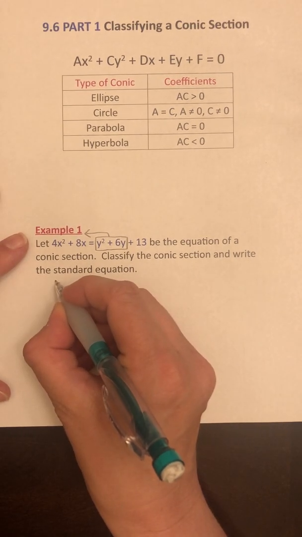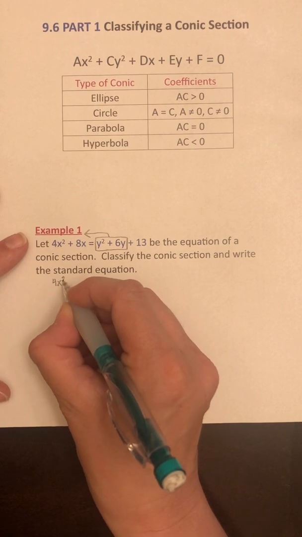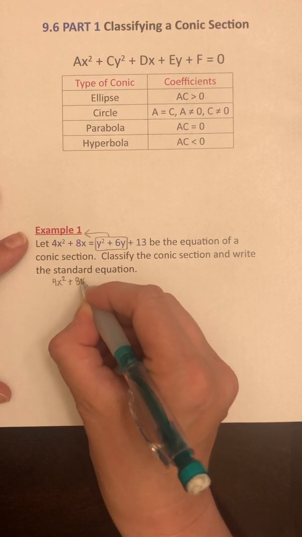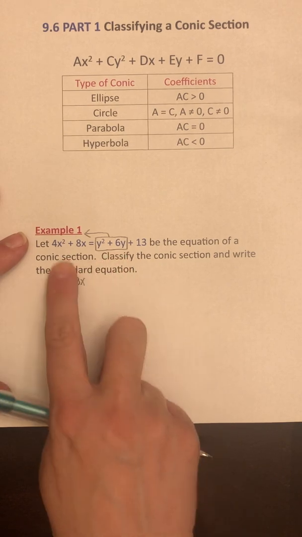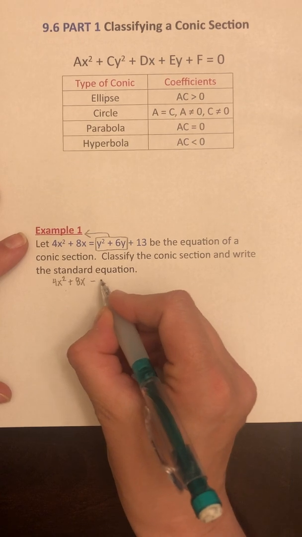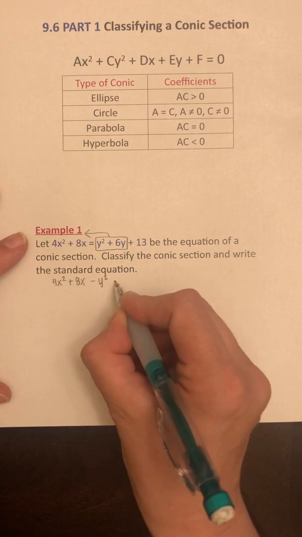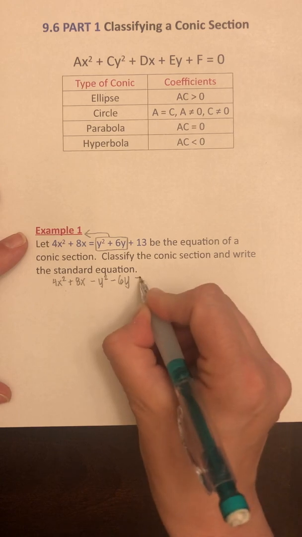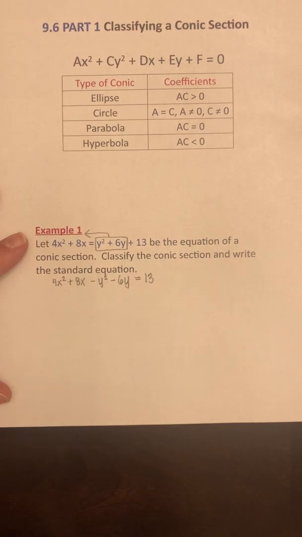So here's what I have. I have 4x squared plus 8x. Now remember, I'm taking these two things and I'm moving them over. How am I moving them over? I'm subtracting them over. So I've got minus y squared minus 6y equals 13. All I've done so far is move all of the variables to the same side. Now with all of these we've been completing the square, and you remember the rule for completing the square: your leading coefficient has to be a 1. So that needs to be what I'm focused on next.